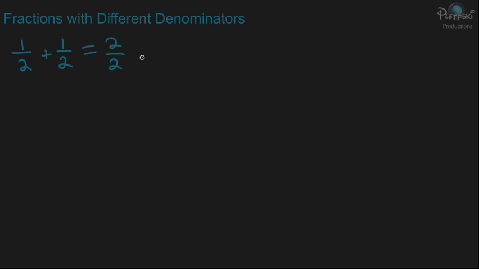And then from there, we can simplify. Well, 2 over 2 is the same thing as 1. Another example of that could be 1/4 plus 2/4. Since you have the same denominators, you can add the numerators. So 1 plus 2 will give you 3/4.